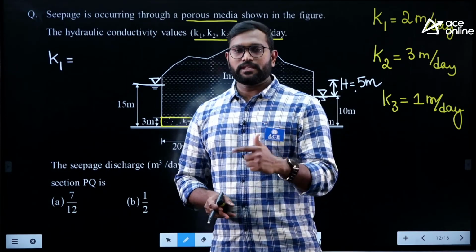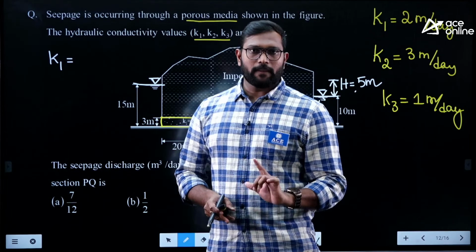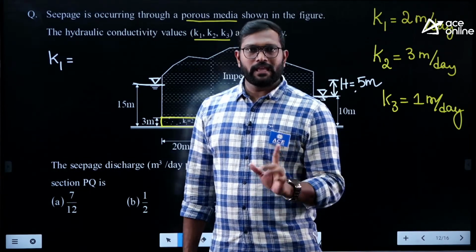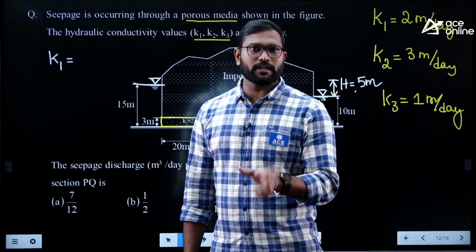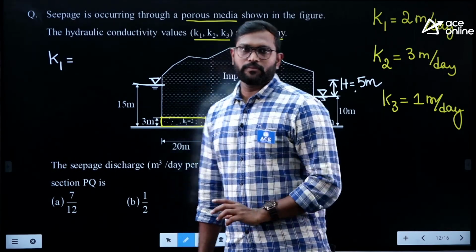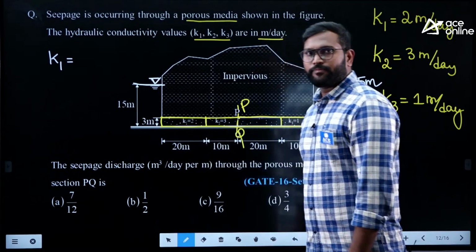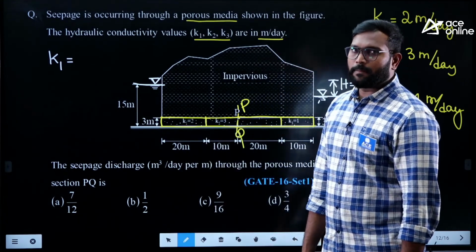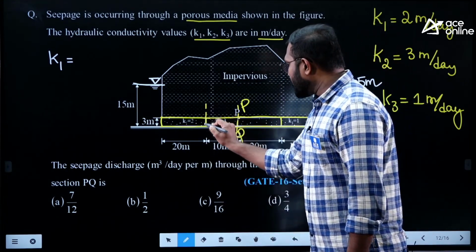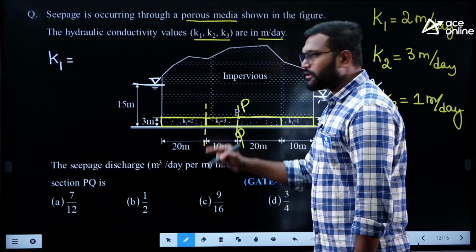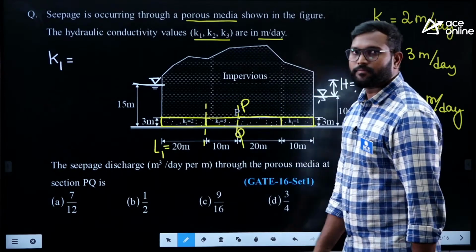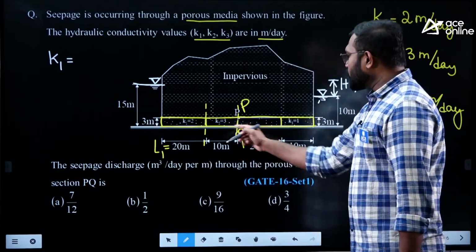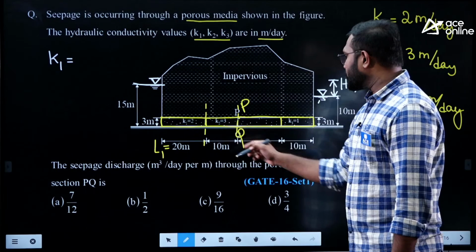First thing, whether the flow is parallel to the bedding plane or perpendicular to the bedding plane. Here I did not mention horizontal or vertical, because I'll tell you now. This is soil 1. What is meant by boundary or bedding plane? This is the bedding plane between soil 1 and soil 2. What is the length of soil 1? 20 meters. And soil 2, whose permeability is 3 meter per day.